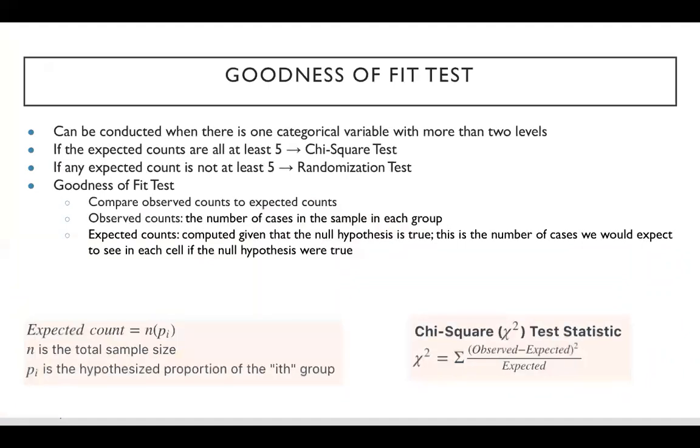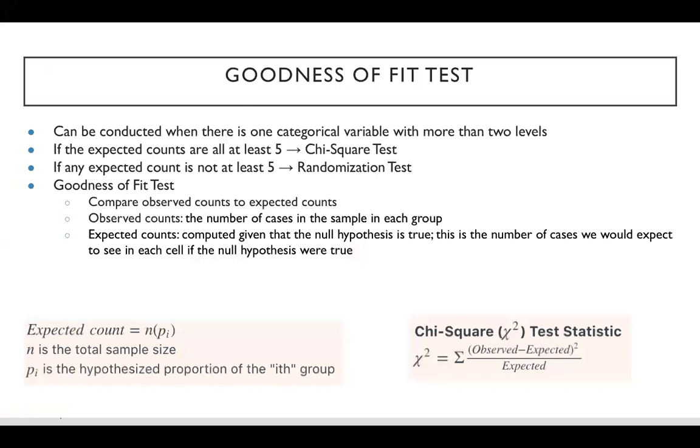So in a goodness of fit test, we can compare observed counts to expected counts. So the observed counts are the number of cases in the sample in each group. And then the expected counts are computed given that the null hypothesis is true. So this is the number that we would expect to see in each cell if the null hypothesis were actually true. So calculating expected counts, we can calculate that by taking the total sample size times the hypothesized proportion of whichever group you're calculating for.